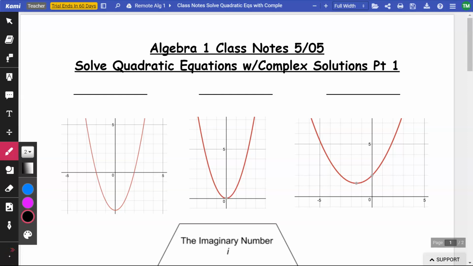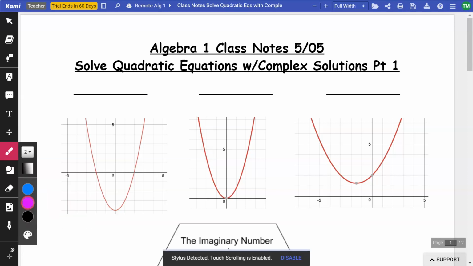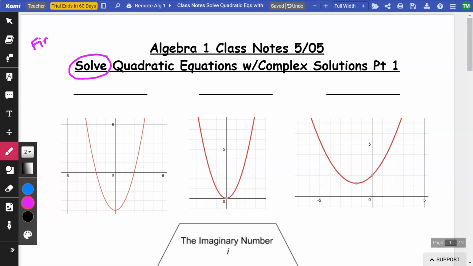When I ask you to solve a quadratic equation, what is it that I'm really asking you to solve for? We talked about this for the past couple weeks. When I ask you to solve quadratic equations, I'm really telling you to find the x-intercepts. And what's another term we can refer to x-intercepts as? The zeros. Or we can also call them, also known as, the roots.